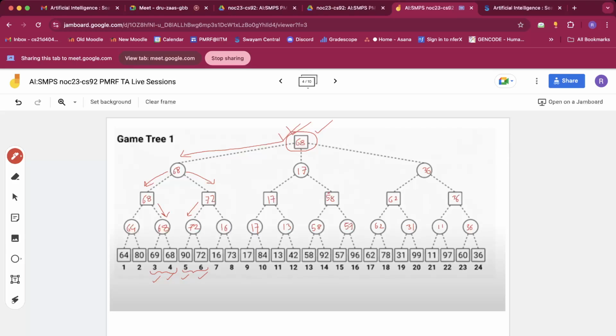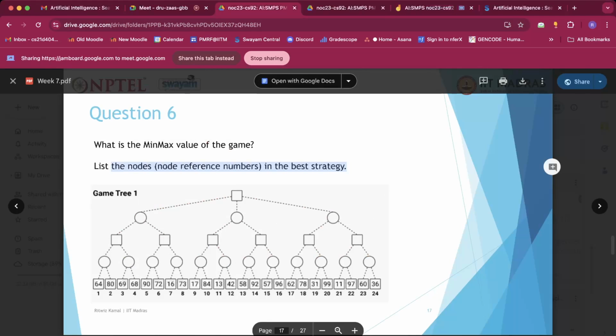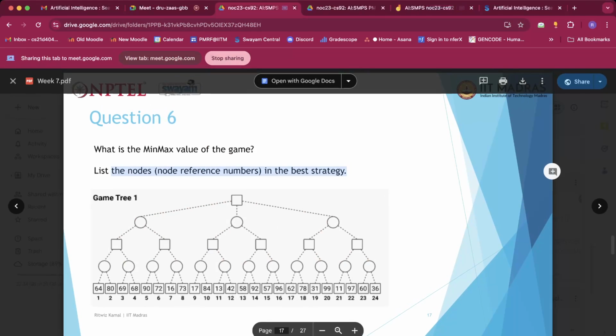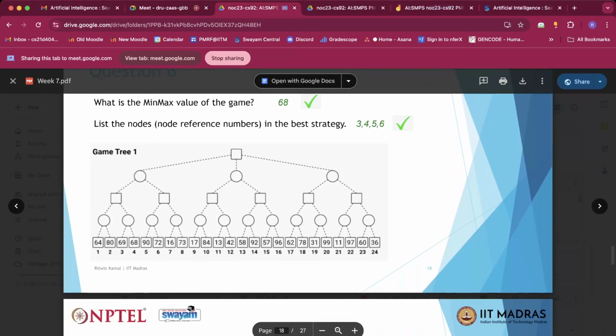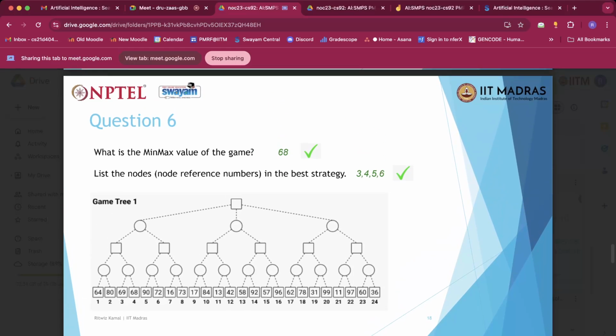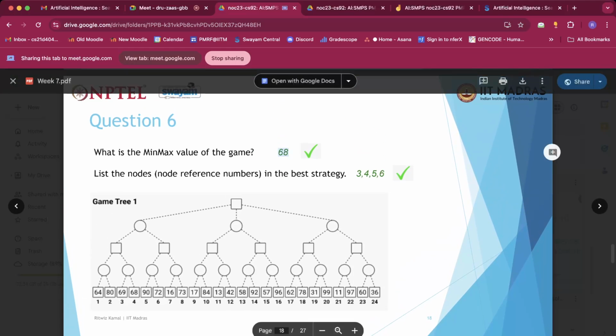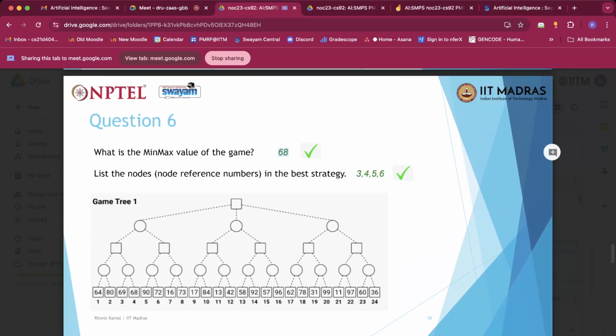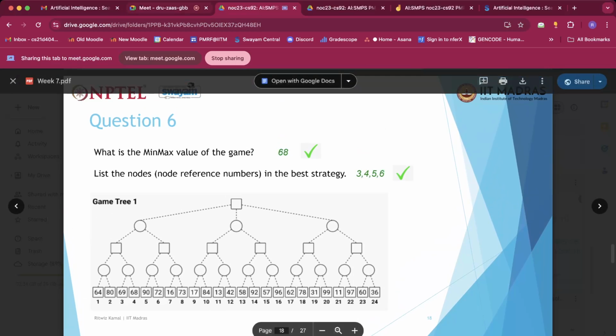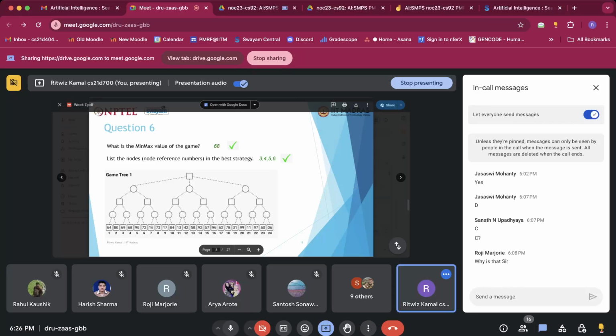Okay, let's have a look at the solution, and that is what is given to us. So the min max value is 68, and the nodes in the best strategy are 3, 4, 5 and 6. Any doubts here?